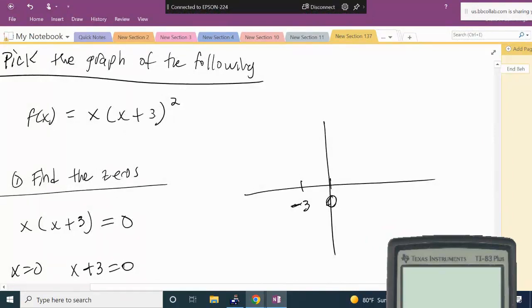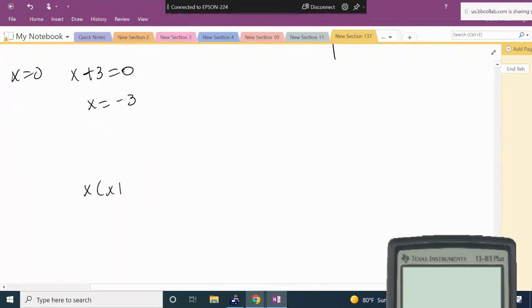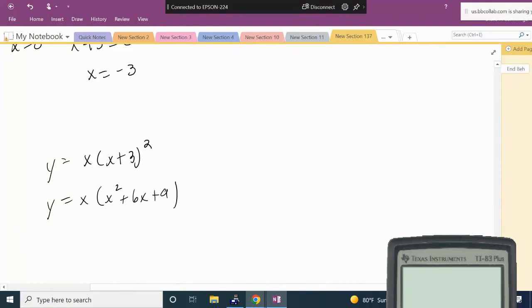Which means that this is actually a cubic equation. And I am going to write that out. X times (x plus 3) quantity squared. So if I were to take x plus 3 times itself, x plus 3, that would be x squared plus 6x plus 9. And then if I distribute my x, I'm going to have x cubed plus 6x squared plus 9x.